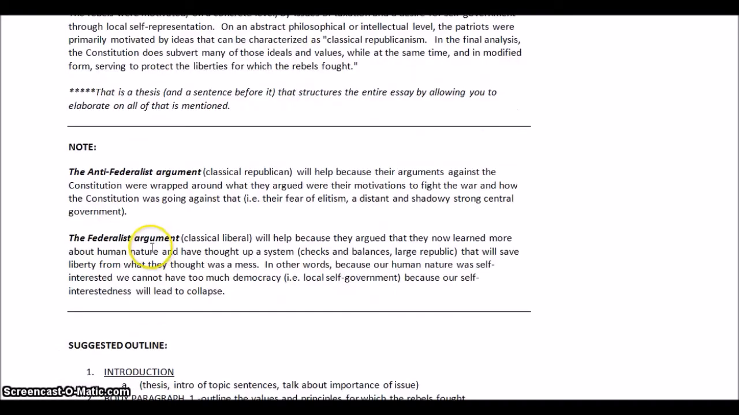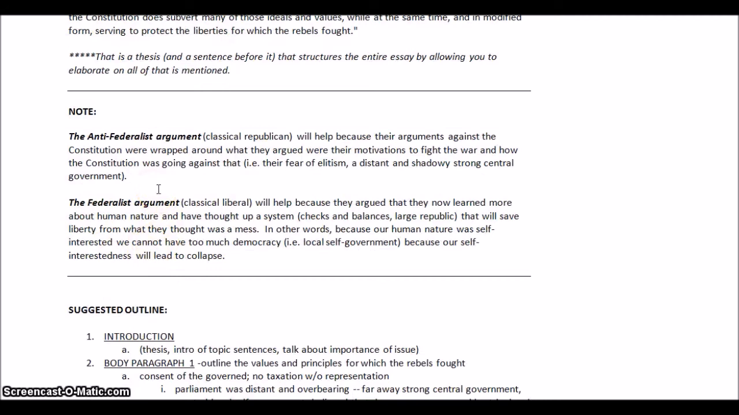Okay? Now, I mentioned before how this is not a paper of anti-federalist versus federalist. The anti-federalist argument will help because their arguments against the Constitution were wrapped around what they argued were the motivations to fight the war and how the Constitution was going against that. That is, their fear of elitism, their fear of a distant and shadowy strong central government. So while you shouldn't use the word, you can bring them up, but don't wrap your essay around the phrase anti-federalist. Just use their arguments to help you.